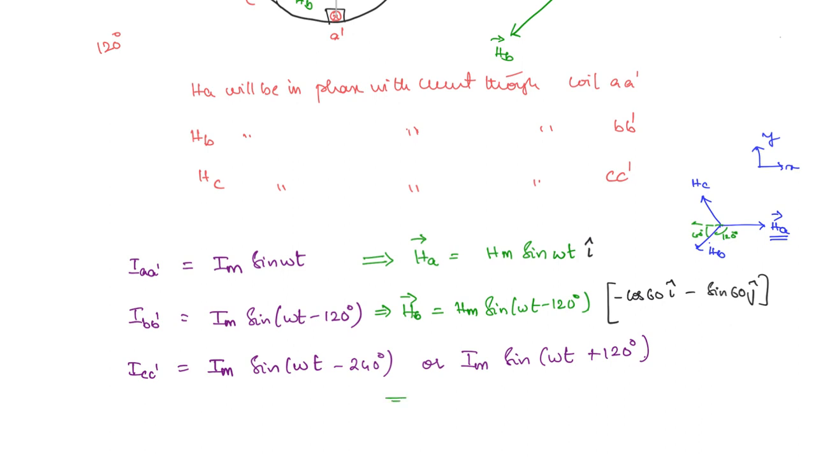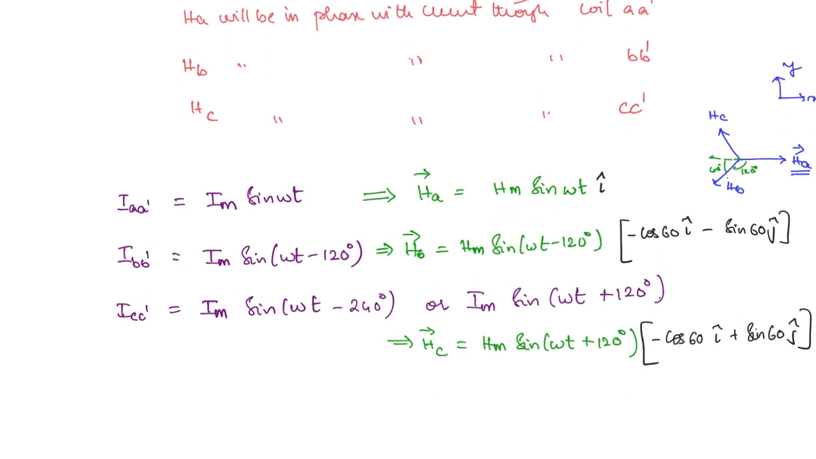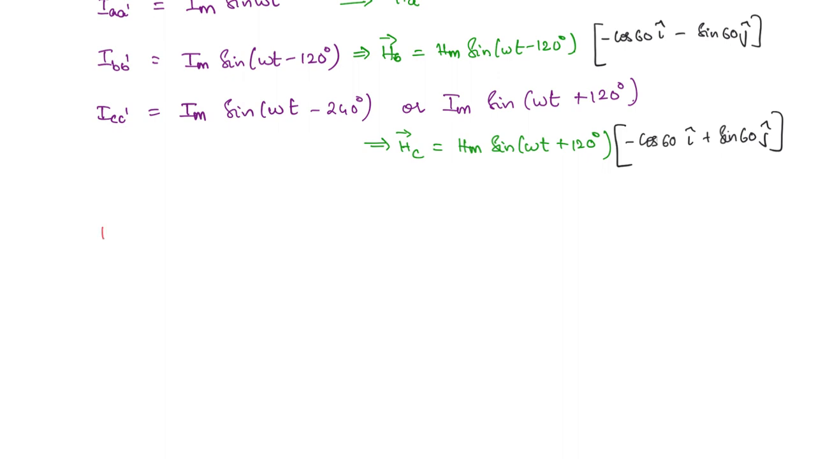Okay. Next, finally, HC bar you can write as the same magnitude HM. Now what will be the phase? The phase you can write as plus 120 degrees or minus 240 degrees. Okay. Then how do we represent the spatial factor? For HC here, the angle with the horizontal is 60 degrees. So you are going to have minus cos 60 I cap plus sine 60 j cap. Now we can find out the net magnetic field intensity. So you can write H net. This will be equal to HA bar plus HB bar plus HC bar.